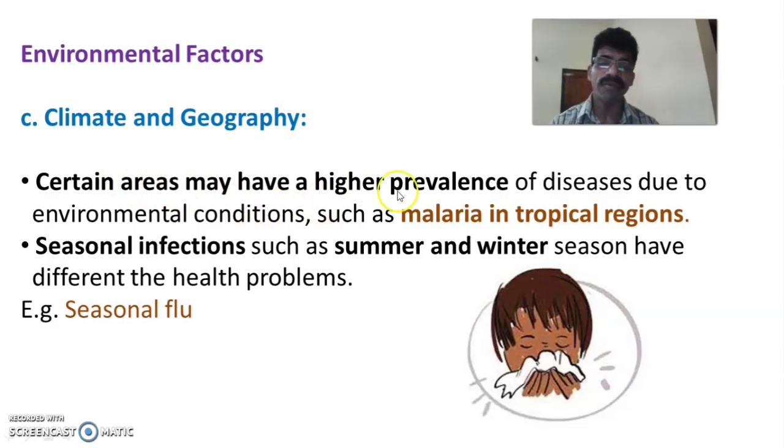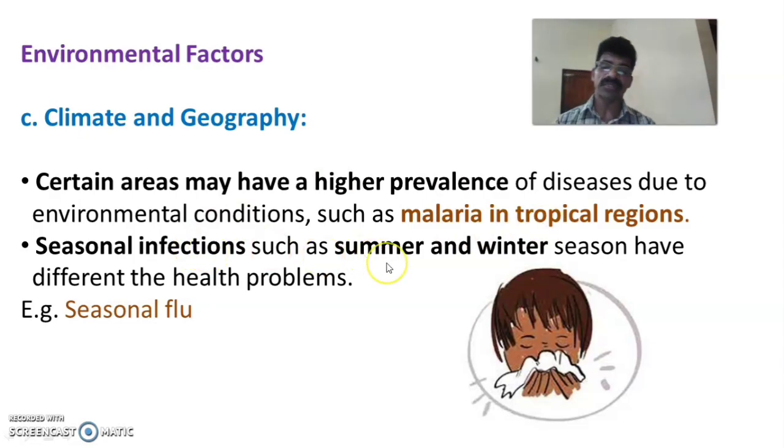Certain areas may have higher prevalence. Prevalence means occurrence of a particular disease. Higher prevalence of disease due to environmental conditions, such as malaria, can be seen most commonly in the tropical regions. In the tropical regions, malaria's incidence is higher, or malaria is endemic in tropical regions.